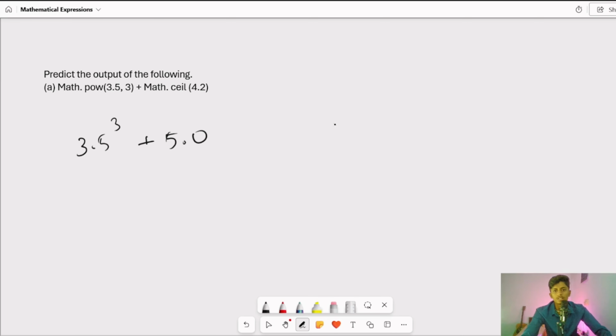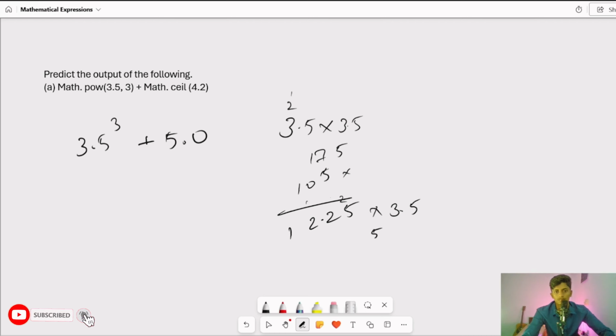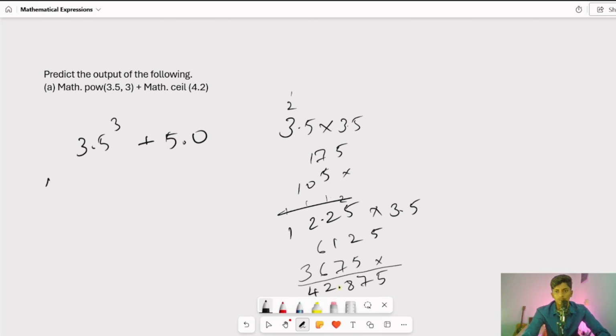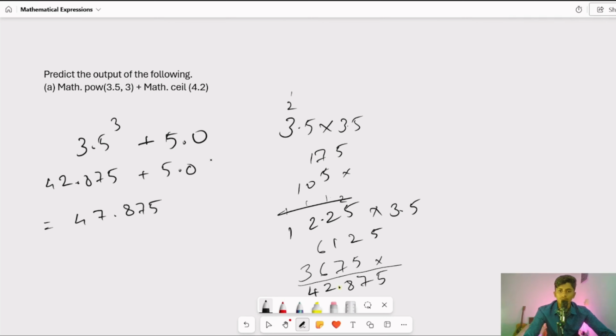Now let us solve this. So it is 42.875 plus 5.0, which will be equal to 47.875. These are some of the most commonly asked questions and Math functions in the exam. So these are very easy to solve and easy to score the marks.